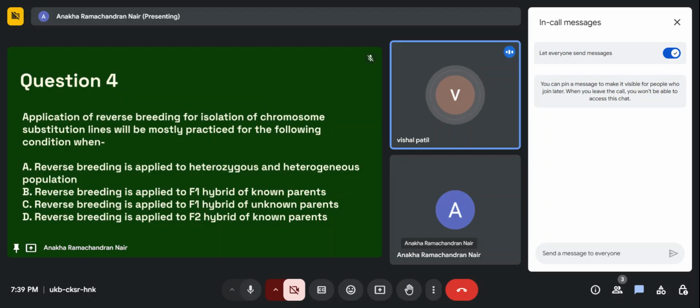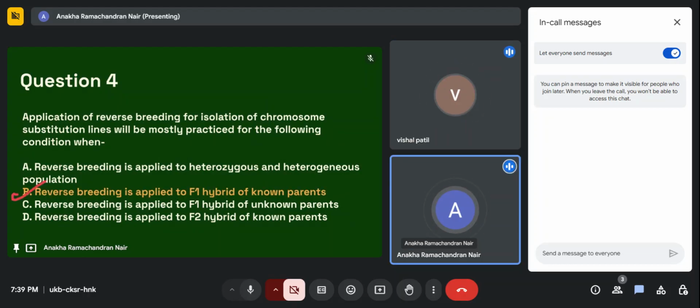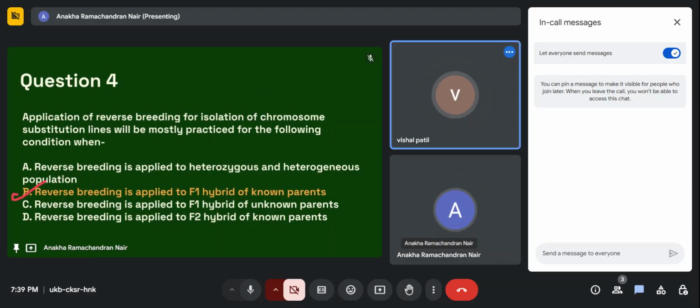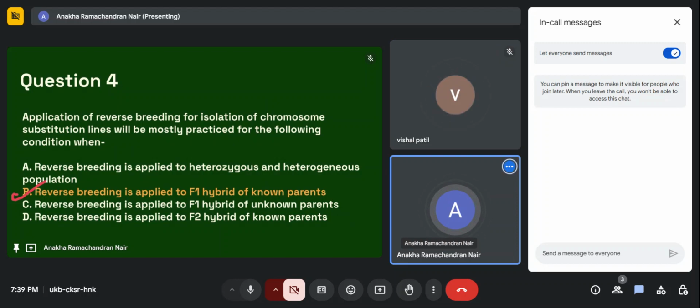Reverse breeding is applied upon hybrid of known parents. Yes, so you are correct. It is correct. So reverse breeding is applied to F1 hybrid of known parents. Great. Alright. So let's move on to question number 5.